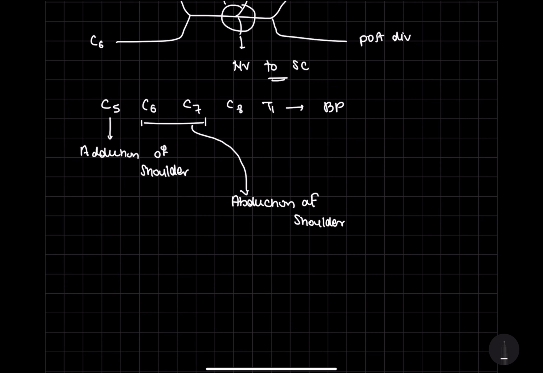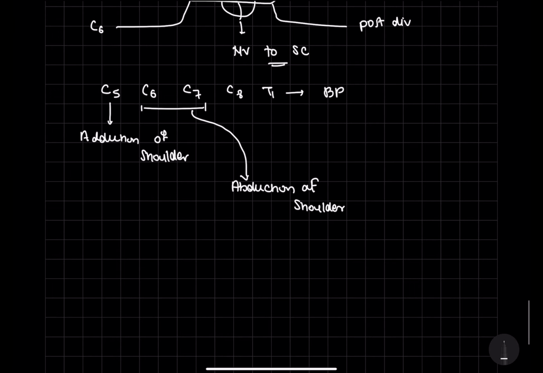What is adduction? Moving your shoulder towards your body. And what is abduction? Away from your body. As simple as that. Now C5 and C6 both control flexion at the elbow. C6 and C7 control extension at the elbow.